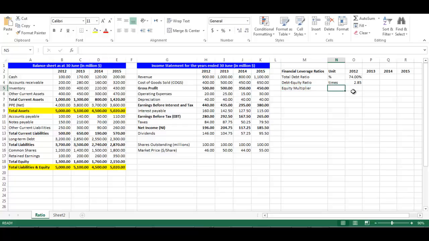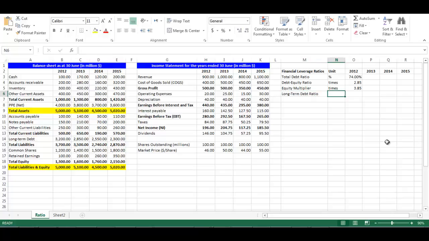Write equity multiplier in cell M5. Equity multiplier is total assets divided by total equity. Its unit is times. In cell O5, write equal. Choose cell B9 divided by cell B18. Press Enter.